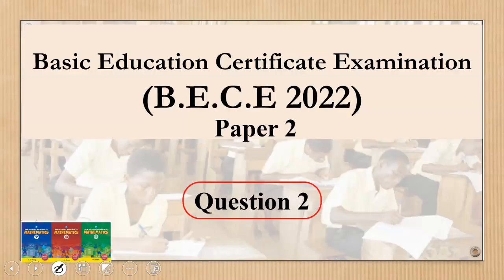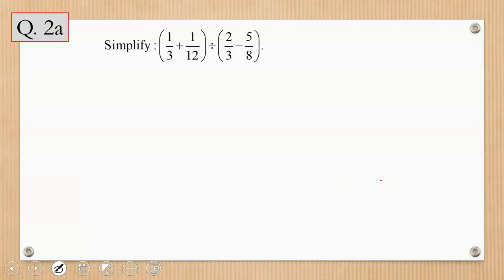In this video, we are looking at question number 2 of the BECE 2022 paper 2. In this question, we have three sections or three sub questions. We have 2A, 2B, and 2C. So let's start with 2A.